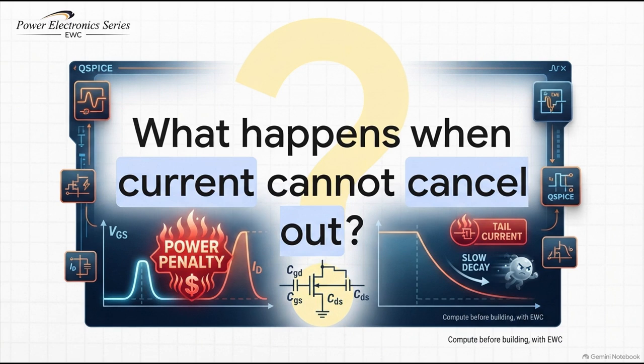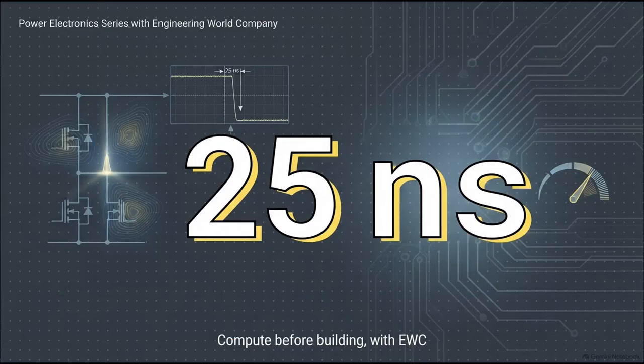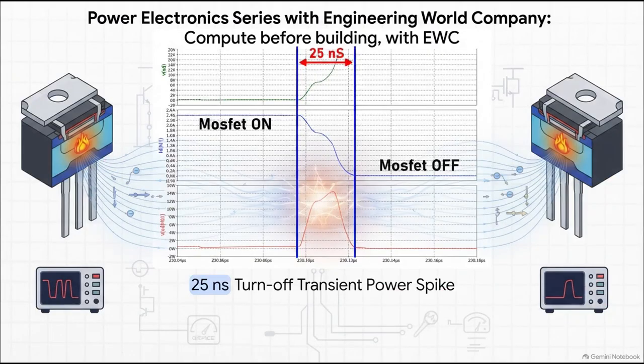What happens during the turn-off phase, when the MOSFET actually tries to stop the flow of electrons, but the current just cannot instantly cancel out? Well, we slam right into a transition that takes 25 nanoseconds. Here is that 25 nanosecond turn-off transient. The device is trying to move from the on state back to the off state.